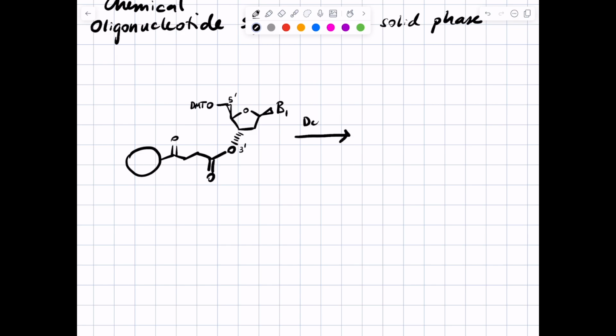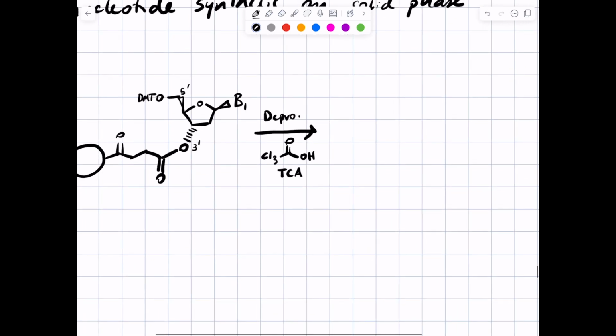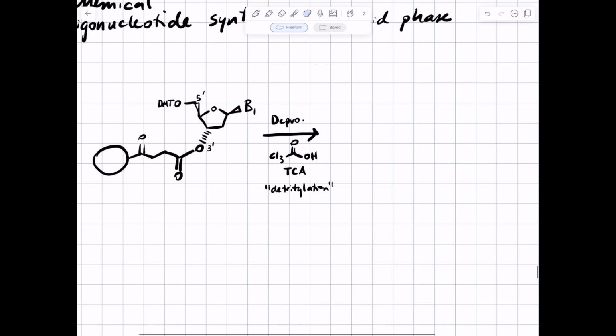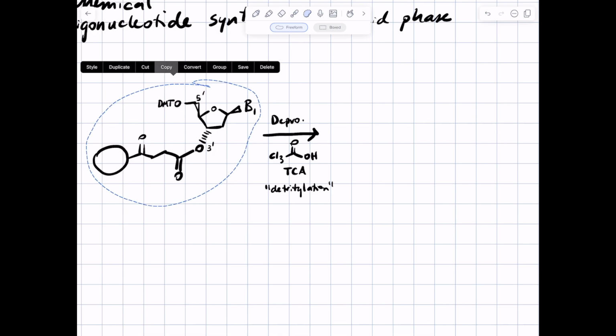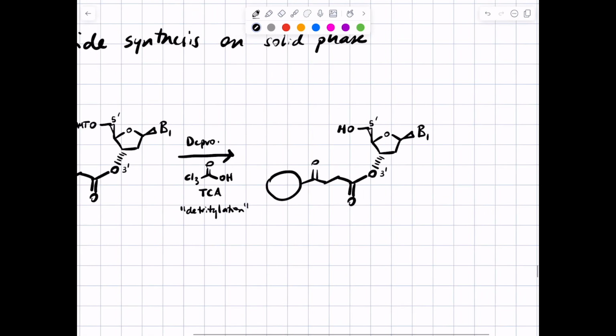You do a deprotection reaction. This is using trichloroacetic acid as a strong acid, which removes the dimethoxytrityl protecting group. This is sometimes called detritylation. Again, please do not worry that you don't know what the structure of the trityl group is. That particular feature doesn't matter. But what this does is unmask the nucleophile.